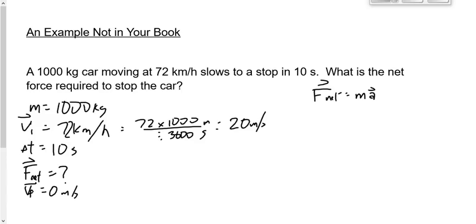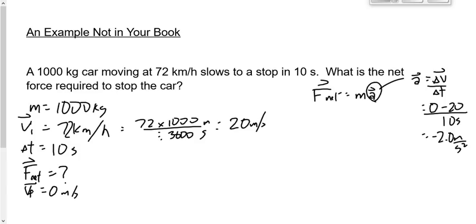Ideas? Yeah? Sure. We can say a is equal to delta V over delta T, or we can use any other group B equation because this problem involves acceleration. Delta V is VF minus VI, 0 minus 20, over the time interval of 10 seconds. That gives me an acceleration of negative 2.0 meters per second squared. Be careful, it is negative.